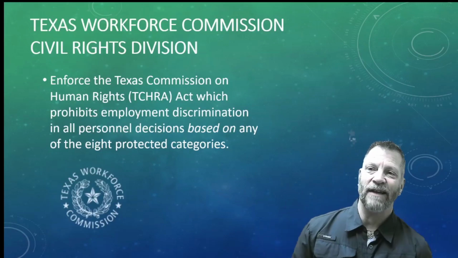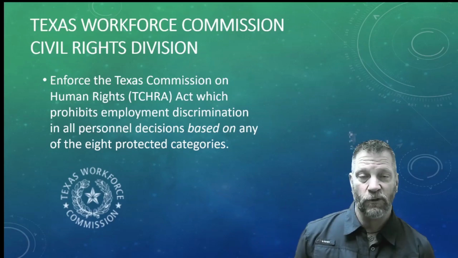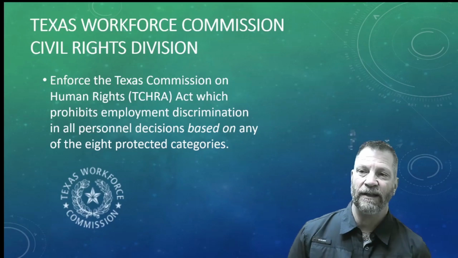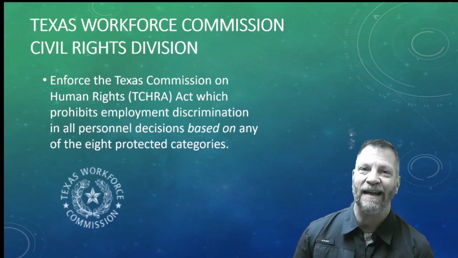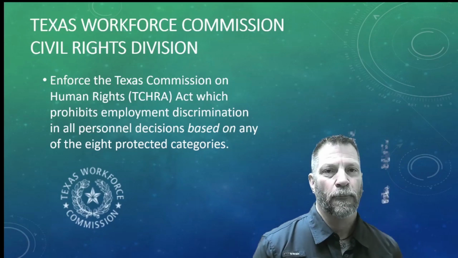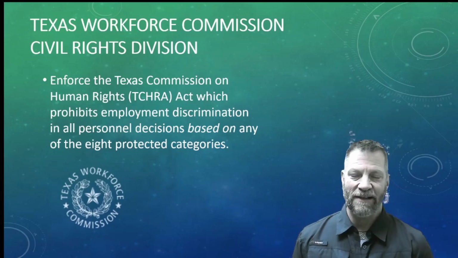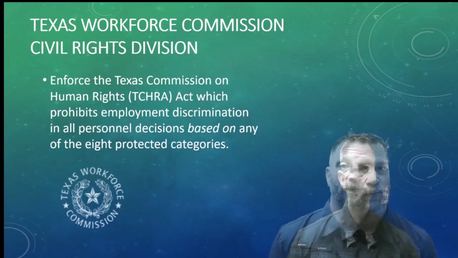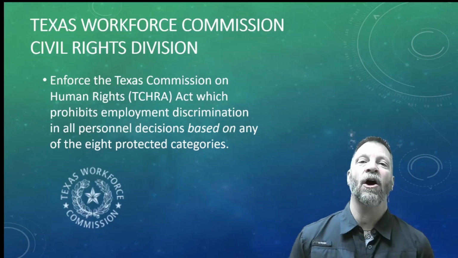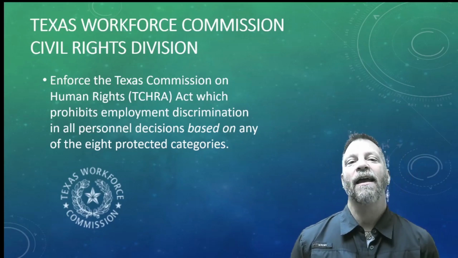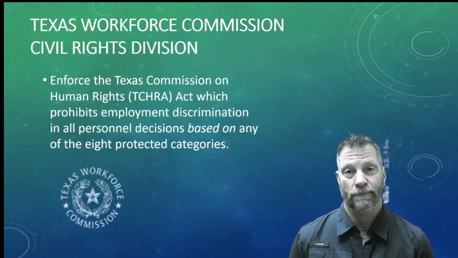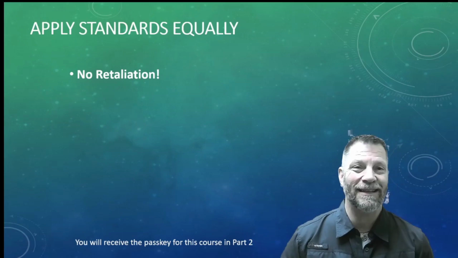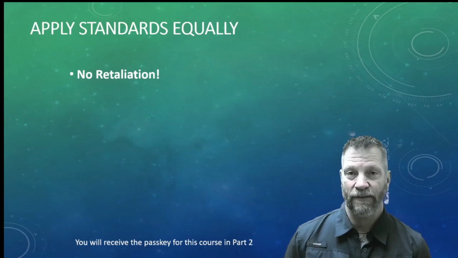Down in Austin, we have the Texas Workforce Commission. And within that Workforce Commission, we have the Civil Rights Division. The Civil Rights Division are the folks that enforce the Texas Commission on Human Rights Act, the TCHRA. This is essentially the Texas version of Title VII. It prohibits employment discrimination in all personnel decisions based on any of the protected categories under state or federal law. So we need to make sure we apply these standards equally, folks, right?